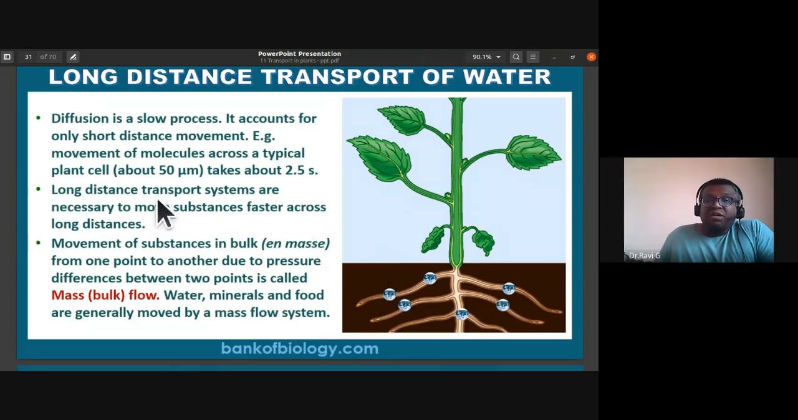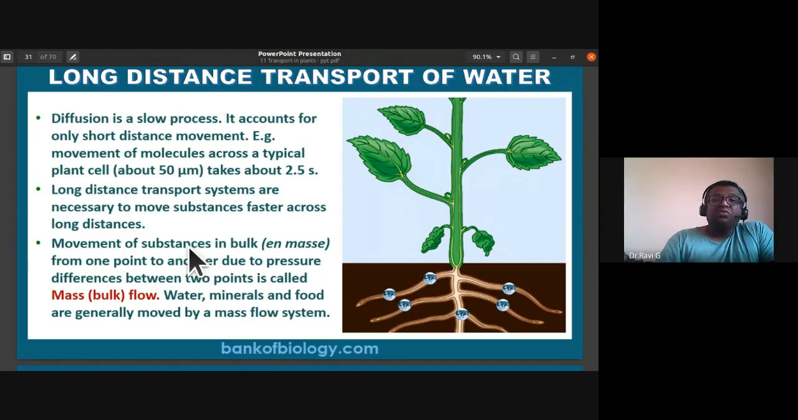which is 50 micron meter. Micron means 10 to the power of minus 6. Such a very small cell. Through diffusion, which is a slow process, it takes about 2.5 seconds for traveling within a plant cell, that is 50 micron meter. Just visualize a 110-meter tall tree. Would it be possible through diffusion for this ascent or uptake of water to take place?